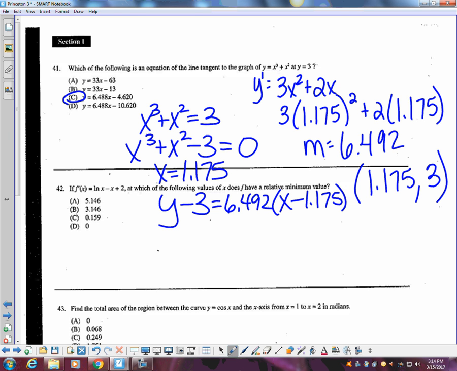Okay, let me see. Where are we? That was 41. Okay, but that's perfect. We'll just save mean value theorem for later.